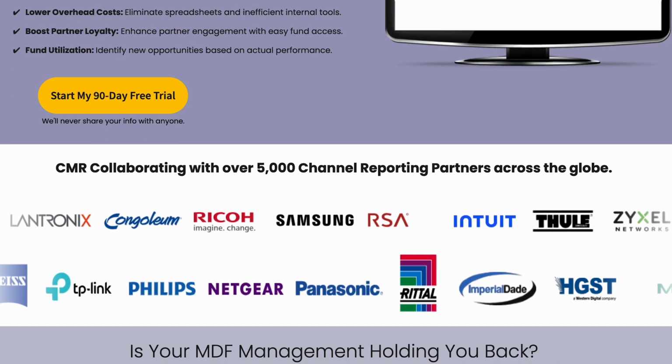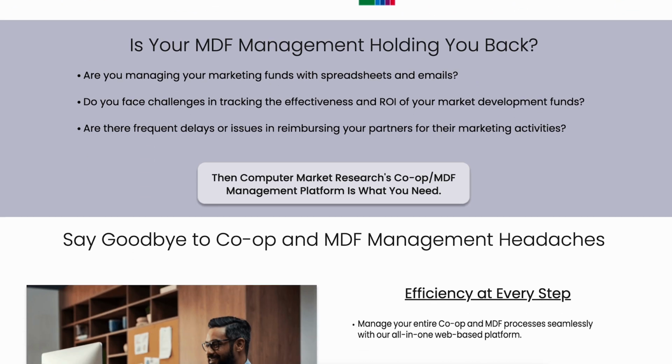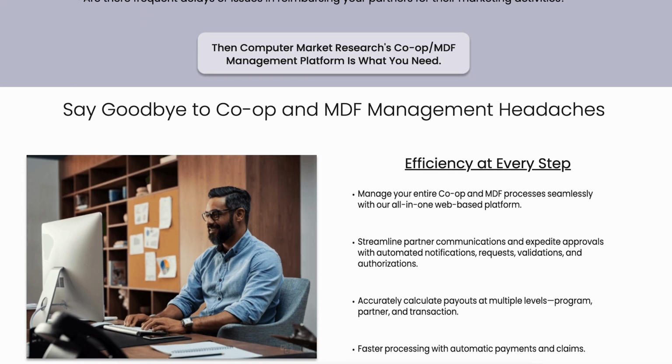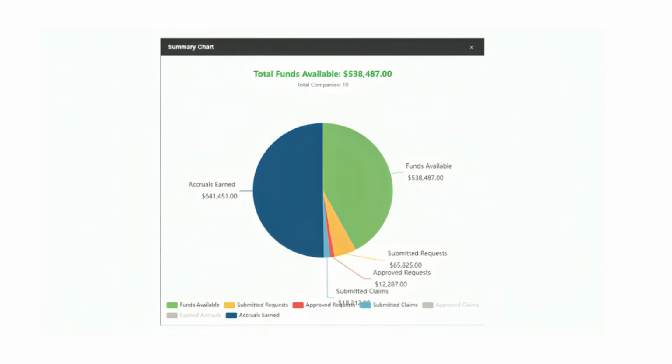Next, you want to use channel software, like Computer Market Research's Partner Portal. This would help you streamline the co-op MDF process. And so rather than you managing all this on spreadsheets and having your efforts scattered all over the place, you can have it all in one place, view a dashboard, and it's super easy peasy to view everything.